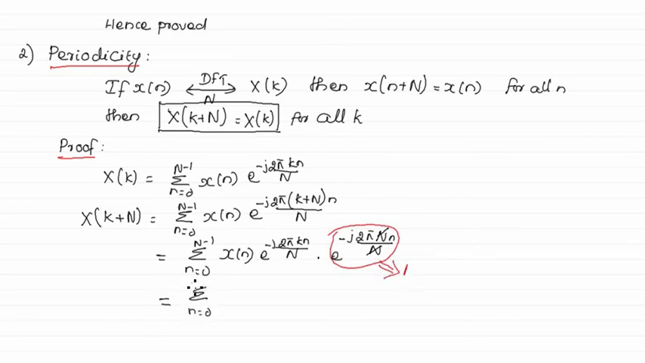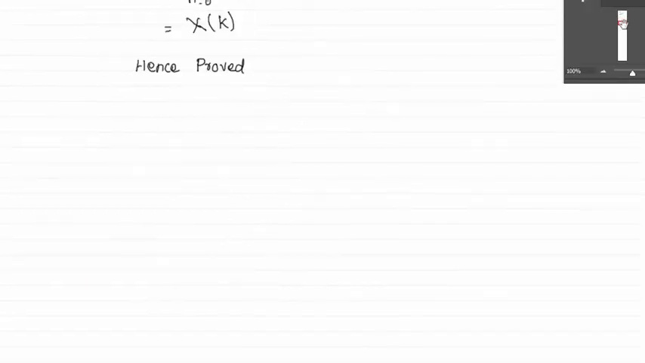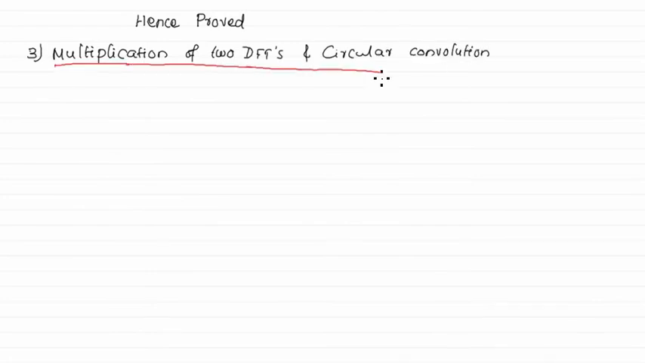So now it is equal to summation n equal to 0 to N minus 1 x of n into e power minus j 2 pi k n by N, which is equal to x of k. Therefore x of k plus N equal to x of k. Hence proved. Next let us see the multiplication of two DFTs and circular convolution property.